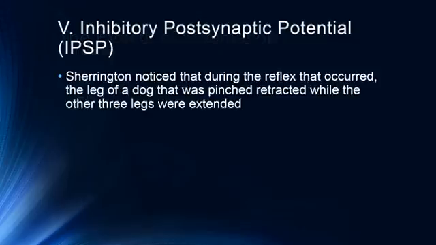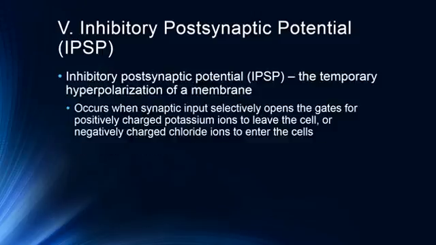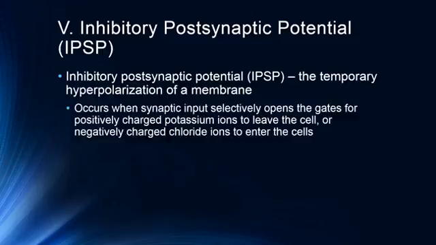So one thing we haven't talked about is an inhibitory postsynaptic potential. Sherrington noticed that during the reflex that occurred, the leg of a dog that was pinched retracted, while the other 3 legs were extended. This suggested that an interneuron in the spinal cord sent an excitatory message to the flexor muscles of one leg, and an inhibitory message was sent to the other 3 legs. So what this indicates is what we call an inhibitory postsynaptic potential, which is the temporary hyperpolarization of a cell membrane. Now remember from our last lecture, when a cell membrane is hyperpolarized, that means it's harder to generate an action potential. So an inhibitory postsynaptic potential is the temporary hyperpolarization of the cell membrane.